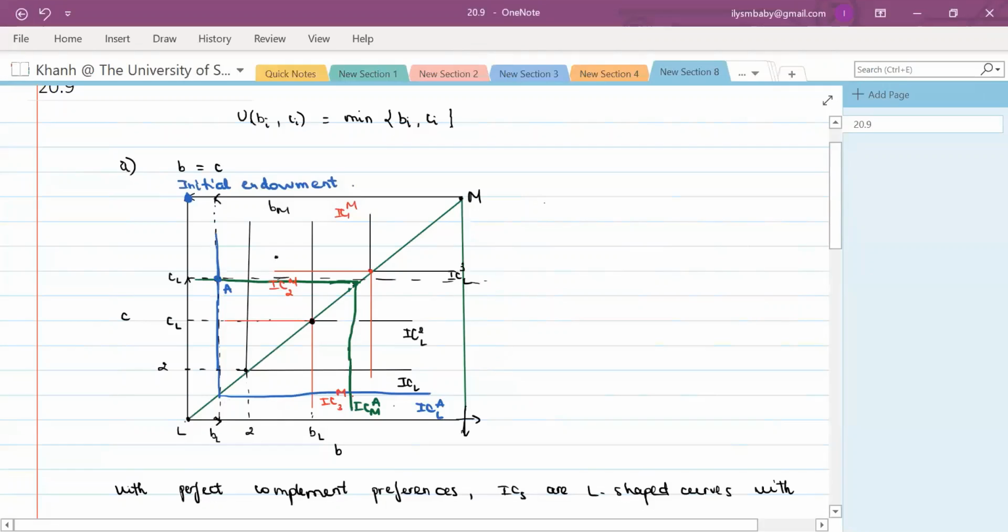Or if you move to around the corner or on the axis, then it's going to make one of them better off without making the other one worse off. So basically, any point in this box is going to be the Pareto improvement area, and it's going to be the area where the trade can actually happen.